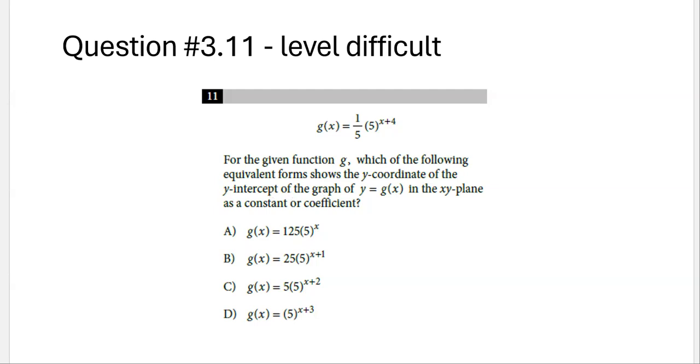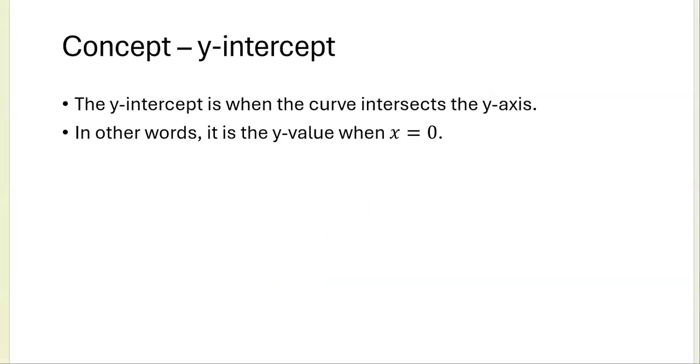So we need to remember the concept of a y-intercept. What is the y-intercept? It's when the curve intersects the y-axis, which is when x equals 0. So it's the y value when x equals 0. The y-axis is when x equals 0. Okay? So if you like to memorize things, for the y-intercept, you plug in x equals 0.